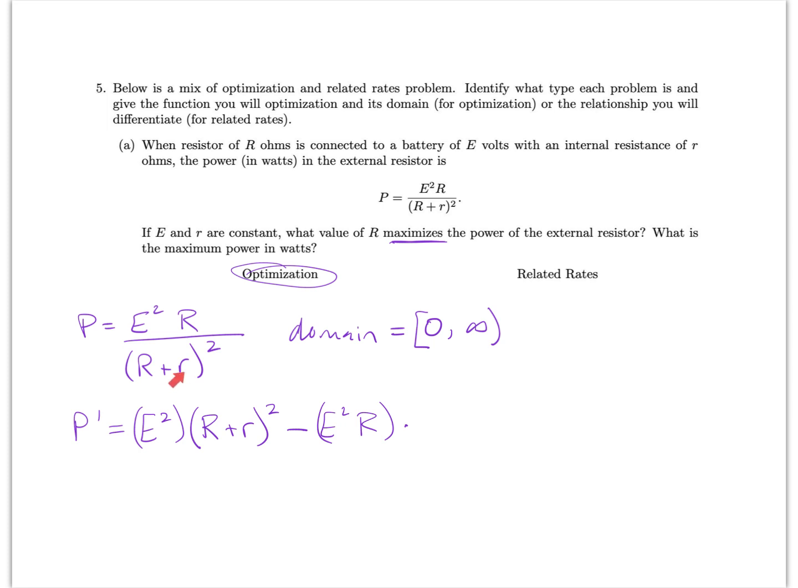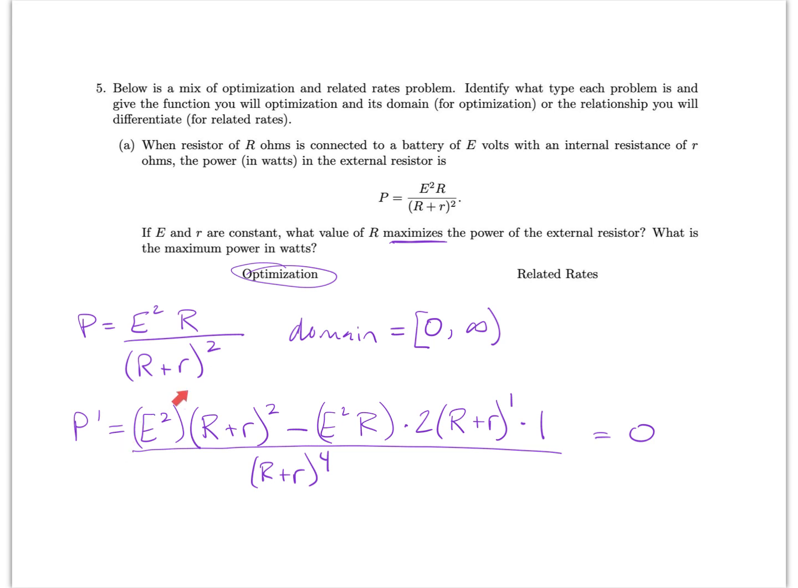Remember, little r is a constant. My only variable is capital R. So I'm going to have to bring the 2 down. So I'm going to have 2 times capital R plus little r to the first. And then the derivative of the inside is just going to be a 1, 1 plus 0, so 1. I could write that just to show that I did do the chain rule. And that's all over the denominator, which is capital R plus little r squared, squared. So it's going to be raised to the fourth power. And I want to set that equal to 0. That's how we optimize stuff. We take the derivative, we set it equal to 0.